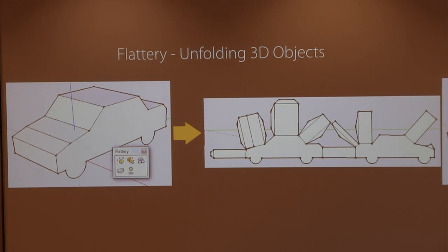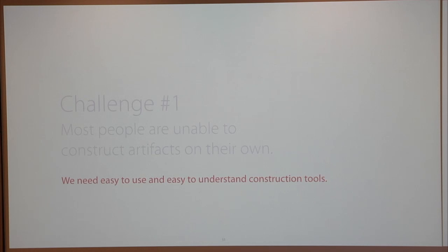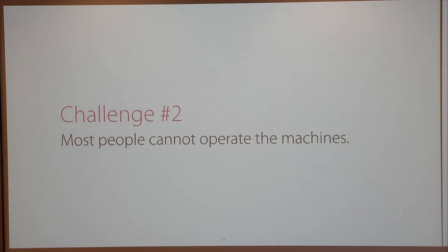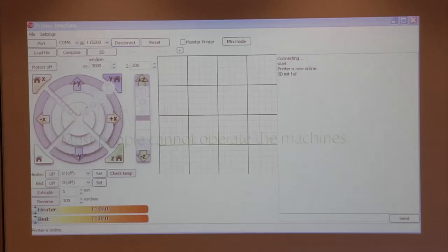If you want to create 3D objects out of 2D shapes, you can use Flattery, for instance. This is a plugin for Google SketchUp that transforms and unfolds 3D objects into 2D shapes. So we need easy to use and easy to understand construction tools. Another issue is that people are not able to operate these machines. Here we see an example of one software where you can specify very precisely how to print your object with a 3D printer layer by layer, and you can specify the parameters of each layer.